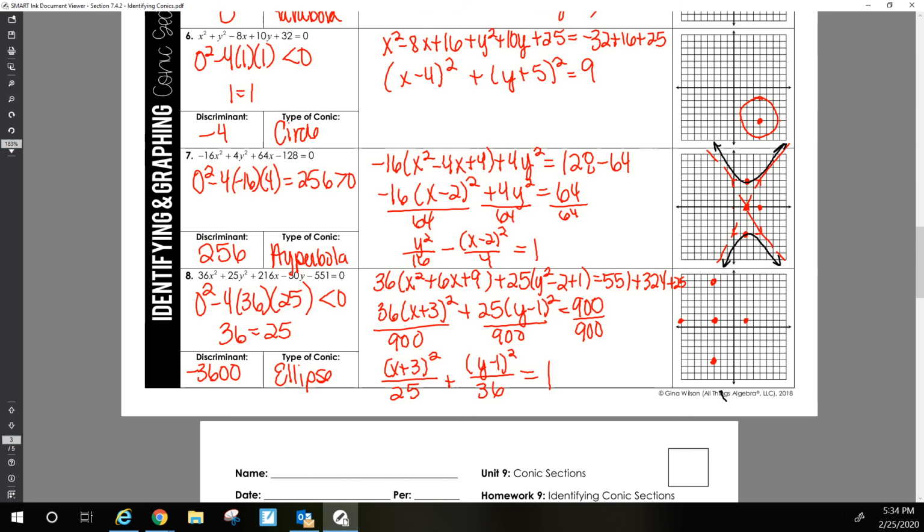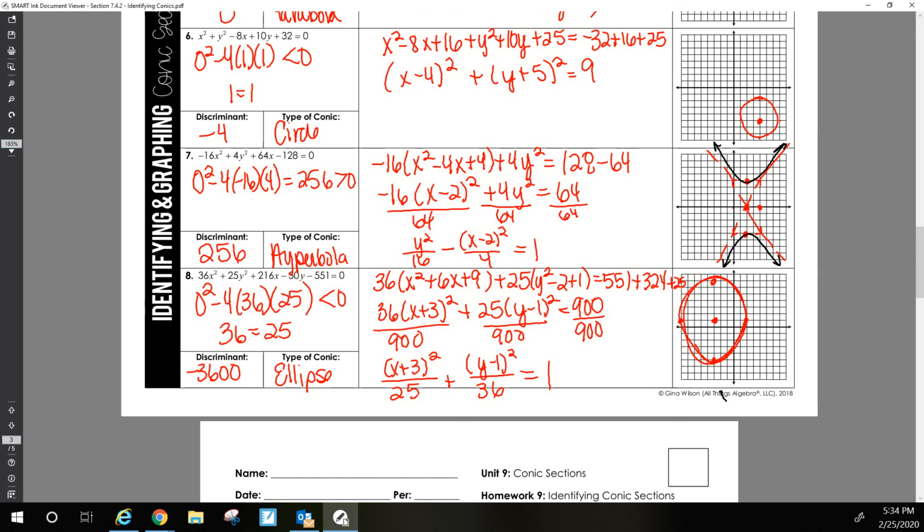And so is this guy going to be horizontal or vertical? A little hard to tell, especially the way I'm drawing it. But that 6 is slightly bigger, right, than the 5. And so it's a vertical ellipse.